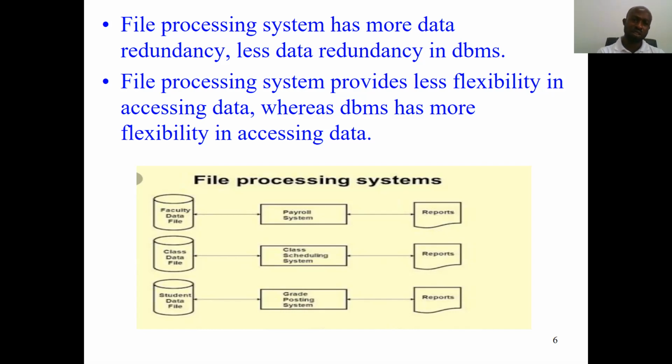As you can see on your screen, a diagram depicting a file processing system. These data are stored individually. They are not integrated. For example, when you look at a faculty data file, a class data file, and also a student data file, you use the faculty data file for payroll system, a class data file for class scheduling system, and also the student data file for grade posting system. There is no integration. These types of files do not collaborate, or they do not share anything in common. So the various files are isolated.